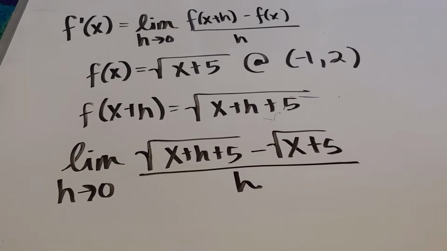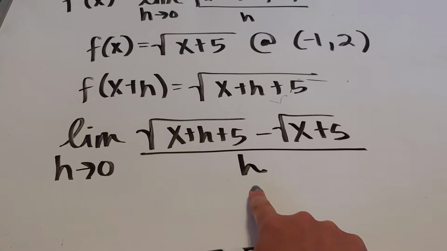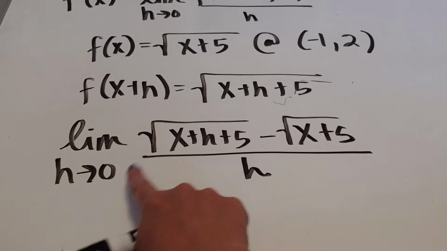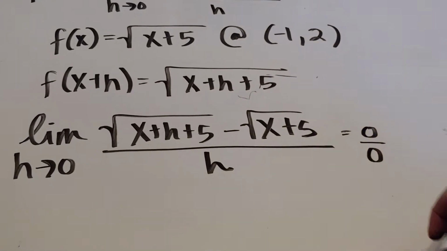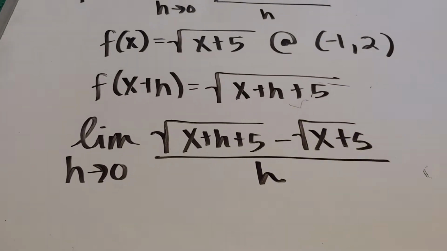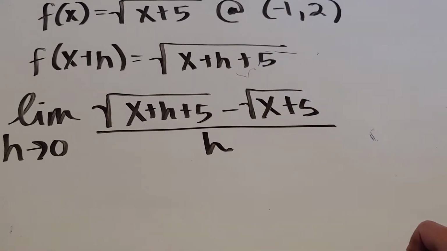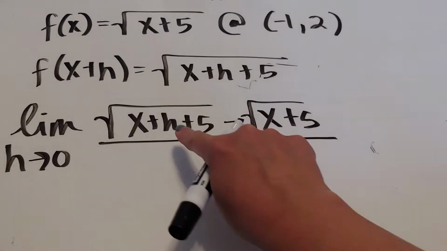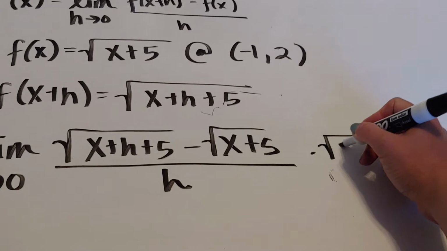Okay, if I plug in h is 0 right now, you guys following along? If I plug in h is 0 right now, I'm going to get 0 over 0. Sad Jen. Okay, what's going on is that right now we have a hole and I need to find out what the y value is, or the function. Okay, so what I'm going to do is anytime you have roots with limits, you want to multiply by the conjugate.